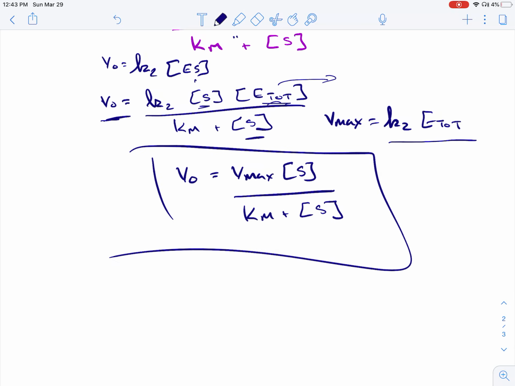Boom. That is, I believe, the Michaelis-Menten equation. Is it? Shoot, I don't know. Oh yeah, how about that? It is. Okay, so now what have we done?